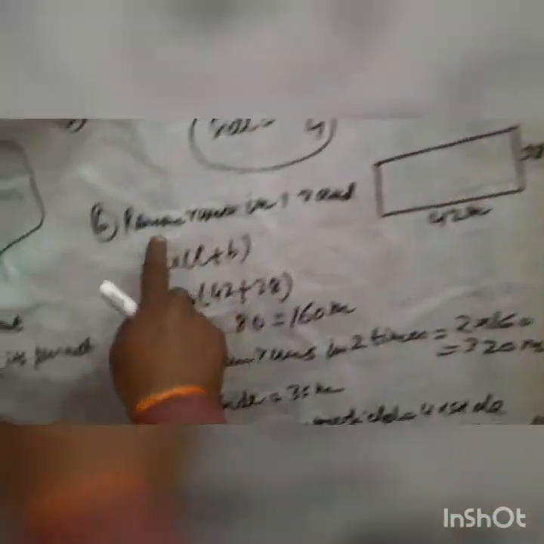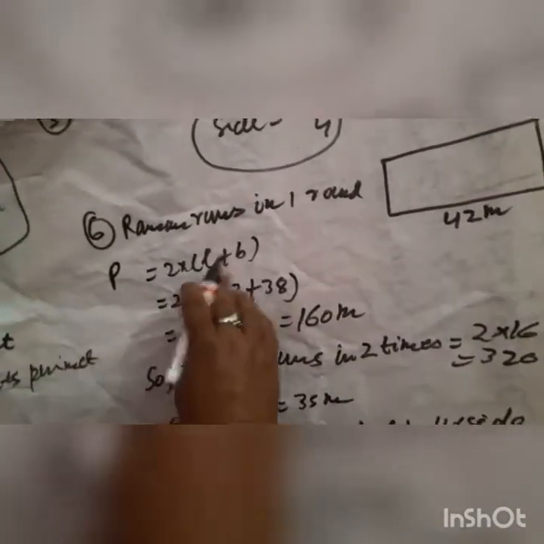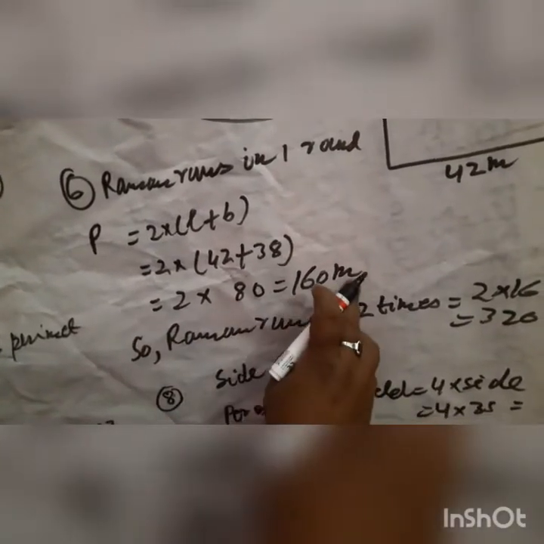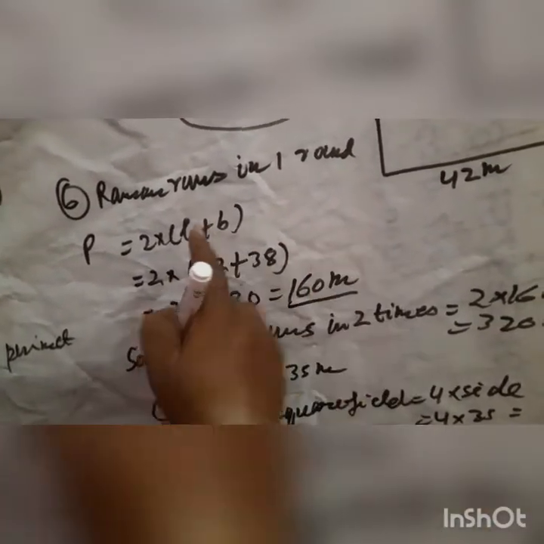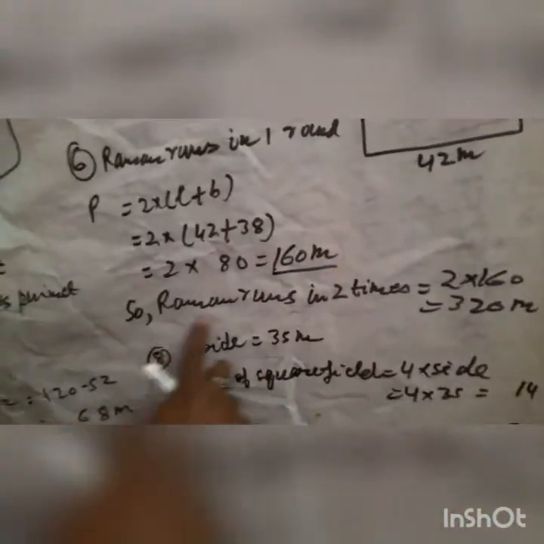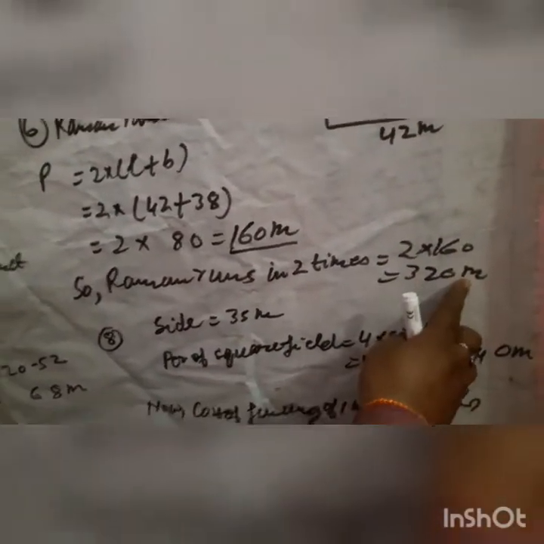So first of all we calculate the perimeter of this rectangular field. Raman runs in 1 round. Perimeter is equal to 2 into L plus B, 2 into 42 plus 38, 2 into 80 is equal to 160 meter. It means Raman runs in 1 round. If Raman cover 1 round, then he cover 160 meter. So Raman runs in 2 times is equal to 2 into 160 is equal to 320 meter.